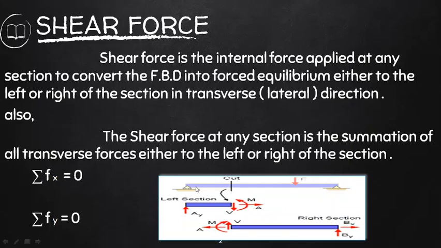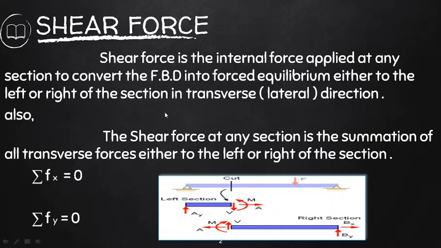It means that you have a beam, you need to cut here, and you have two sections, left section and right section. For numerical purposes, you can take either section for solving the problem. Let's take the left of the section, then we have some vertical force, some axial force and some moment. We discuss moment in bending moment. Now here we talk about only forces.